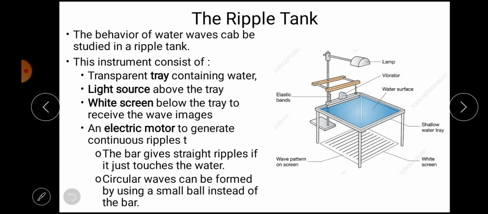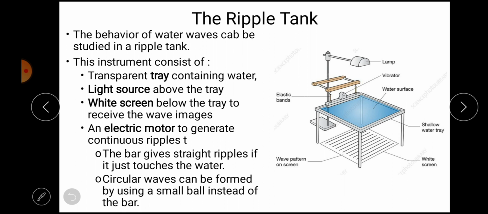Now let's look at a ripple tank. The ripple tank is used to study water waves. The study of water waves makes it easy to generalize on what happens in other waves, like light waves or other electromagnetic waves. The behavior of water waves can be observed by using a ripple tank. This instrument has a transparent tray that contains water.